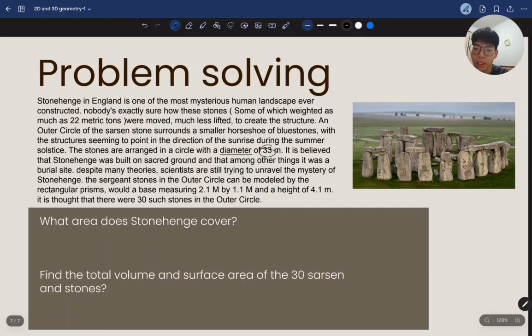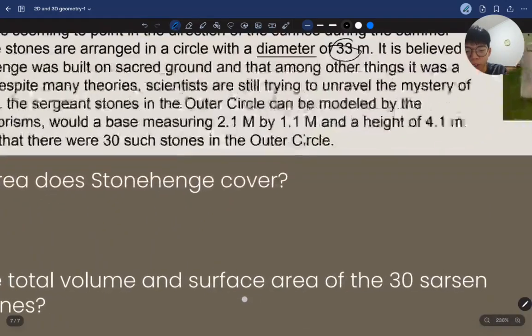A certain stone in the outer circle can be modeled by a rectangular prism, with a base of 2.1 meters and 1.1 meters and 4.1 meters in height. It is thought that there were 30 such stones in the outer circle. So what is the area the Stonehenge covers?